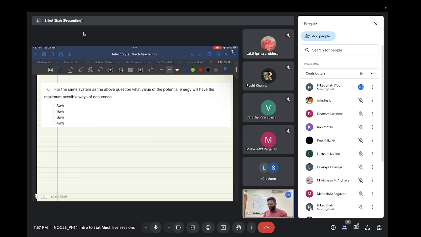For the same system as the above question, what value of the potential energy will have the maximum possible ways of occurrence? So again, you have WH, 2WH, and 3WH. So you have just three people, and you have to place them here.